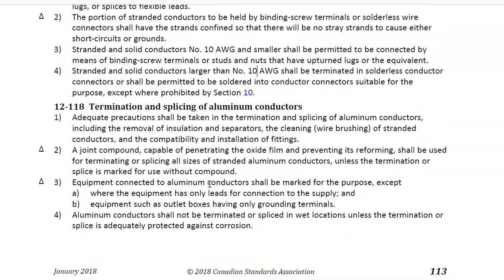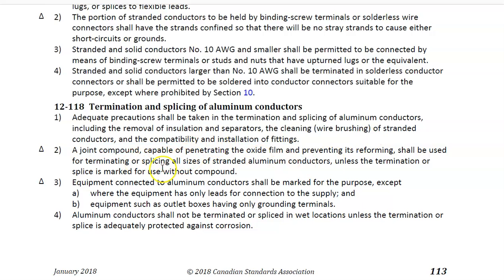There's more precautions than for aluminum conductors because we know that aluminum has its own issues as well, right? The cold flow, the electrolysis, and the oxidization. So when I'm going to start them, I have to remove the insulation and any separators. Separators are sometimes pieces of rope-ish type stuff that are in between. I then need to clean or wire brush my conductors. And then I need to have a joint compound capable of penetrating the oxide film and preventing its reforming.